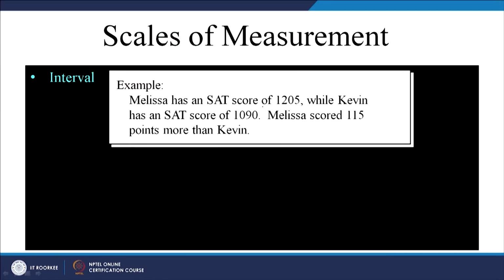So, they are always numeric. Let us look at an example. Melissa has a test score of 1205, while Kevin has a score of 1090. So, Melissa's score is 115 points more than Kevin's. So, you can know how much is the difference, right. Here the difference is 115. This is interval scale, and finally, the ratio scale, which is again a metric type of scale.